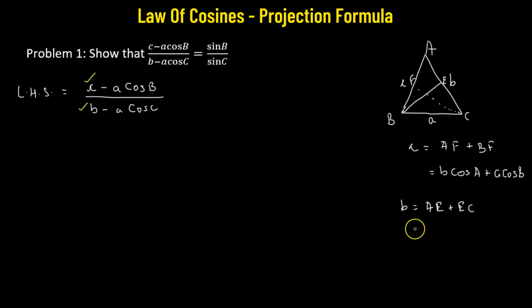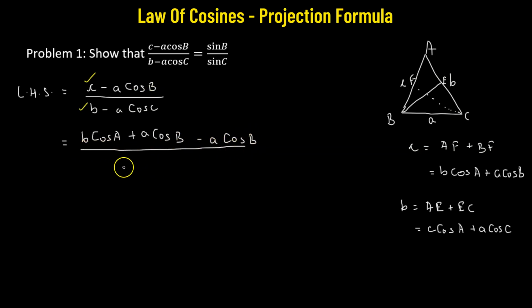So the value of AE will be equal to c times cosine of angle A plus EC. And EC will be equal to a times cosine of angle C. Fine. So let's substitute these values here. In place of c, we're going to have b times cosine of A plus a times cosine of angle B. And we also have the negative a cosine of B. Then in the denominator, the value of b will be replaced with c times cosine of A plus a times cosine of C minus a times cosine of C.